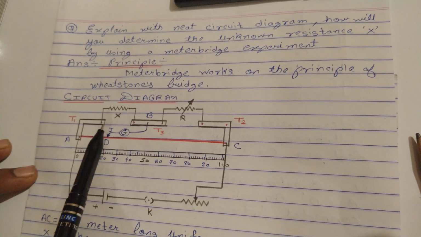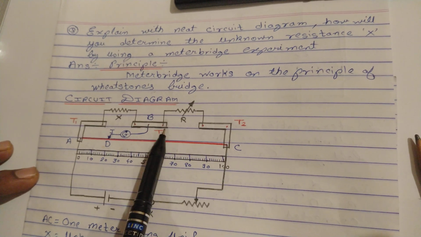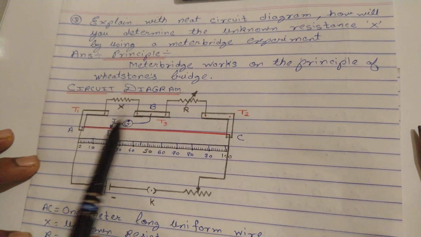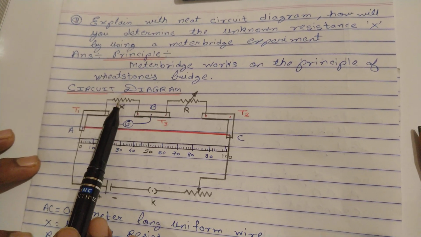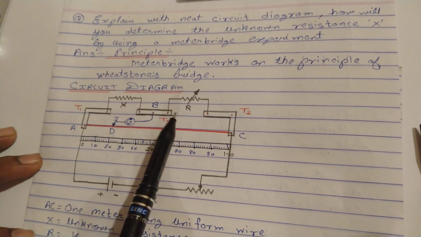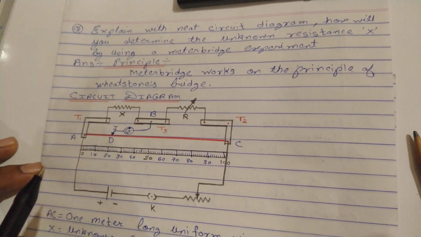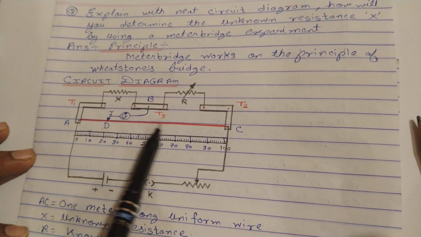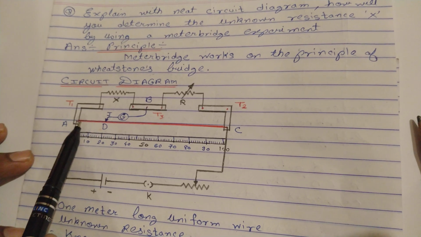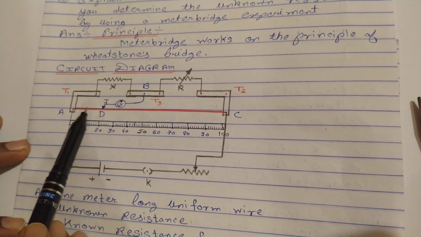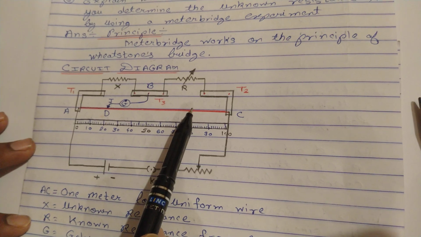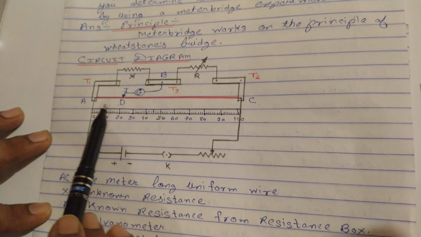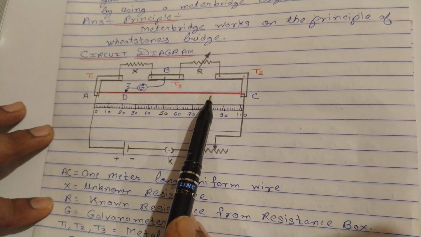Now what we understood till now: there are two L-shaped copper strips and one straight copper strip connected in such a way that there are two gaps. In one gap there is an unknown resistance connected, in the other gap there is a known resistor. This red part represents a metal wire. The length of this metal wire is 1 meter. Students, remember, 1 meter means 100 centimeters.